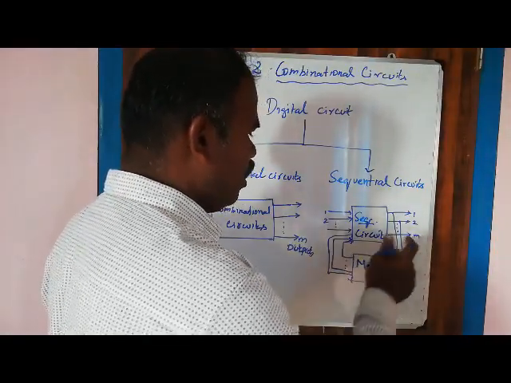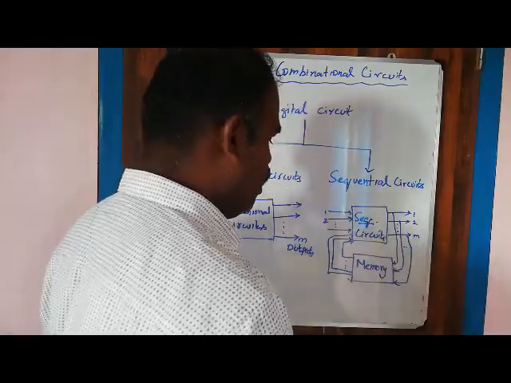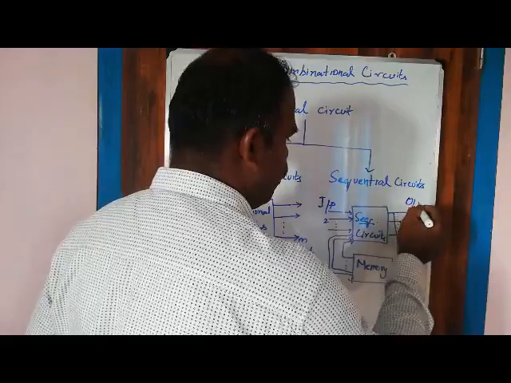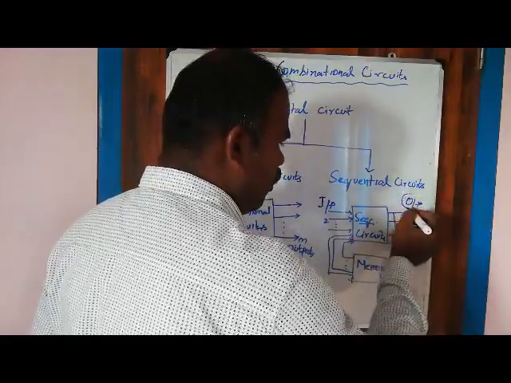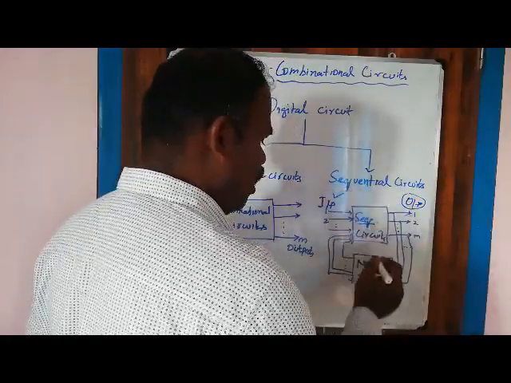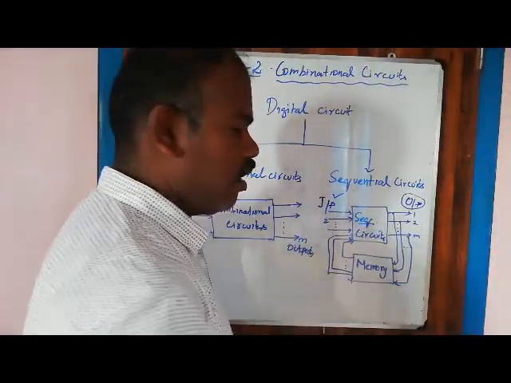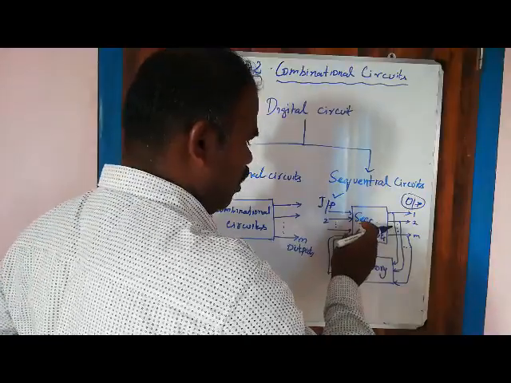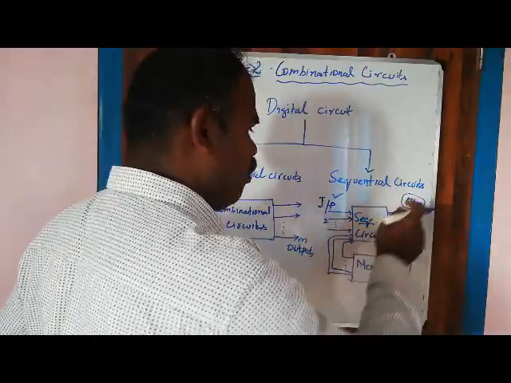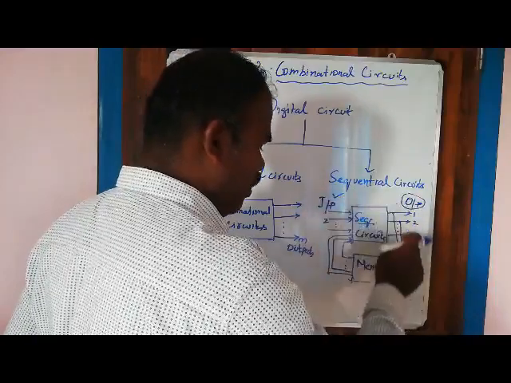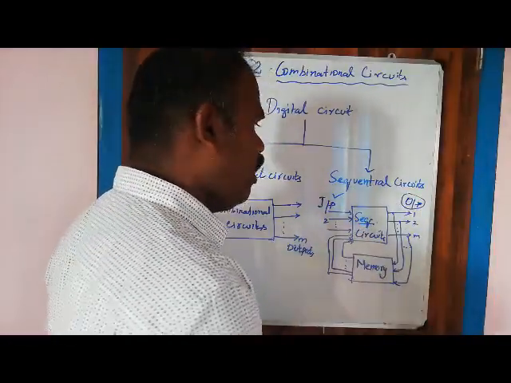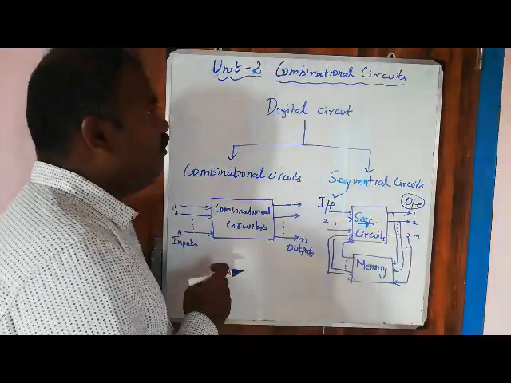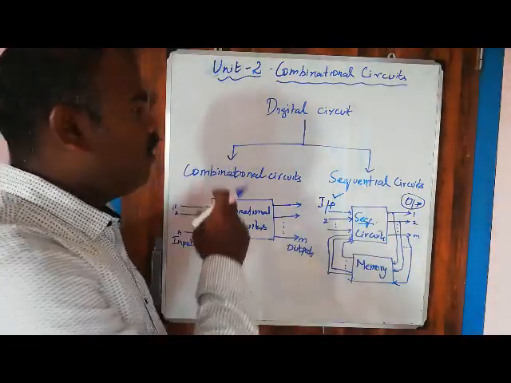So here, these are all input, these are all output. The output depends upon present input and previous output, because the output is fed back and given as the input. So the output depends upon present input and previous output. This circuit is called sequential circuit. This is combination circuit. We will see the combination circuits in unit 2.